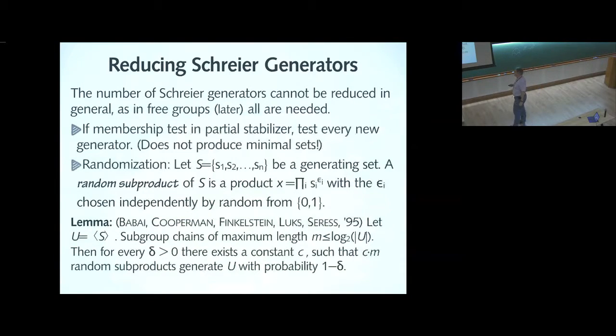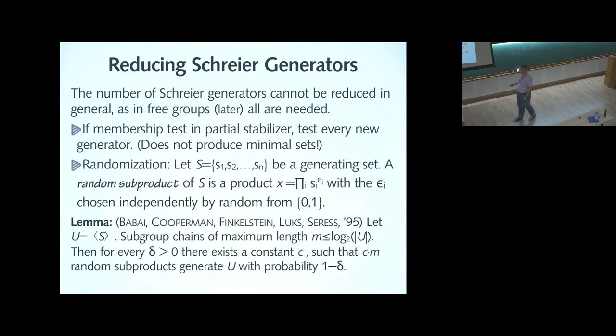The other thing which one can do is form what are called random subproducts. Let's not take all the Schreier generators, but let's take certain products. Let's collect a set of Schreier generators, and let's take some random subproducts. These are products of some of these elements in the given order.